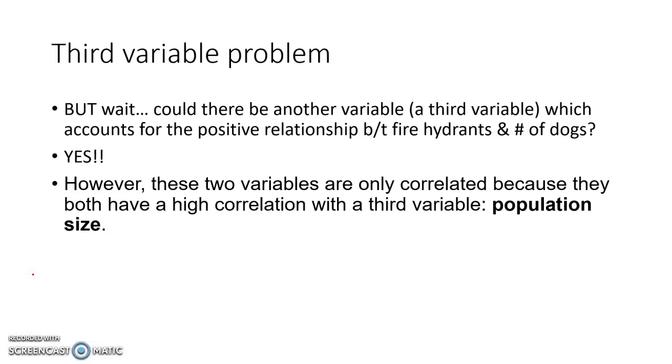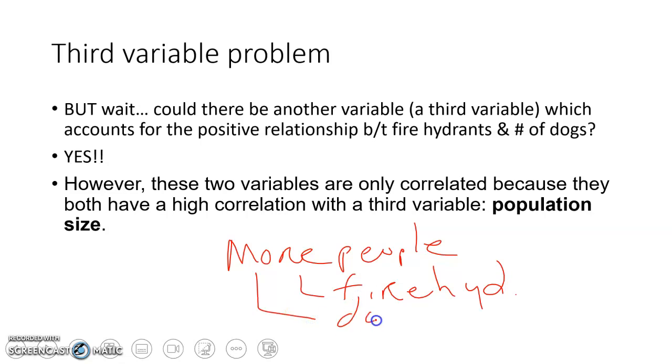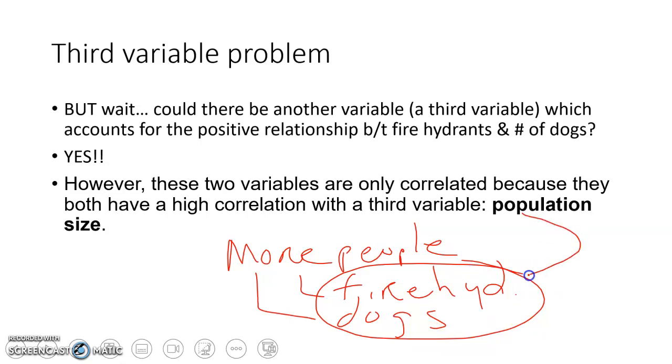If you have more people, you're likely going to have more buildings. So you're likely going to have more fire hydrants. But more people, I'm just abbreviating, more people, the likelihood that more of those people will actually have dogs, right? So as you can see, population size not only explains this correlation, it explains it because population size is in fact correlated to both factors. And that's the important part here, that it is related to both of them.